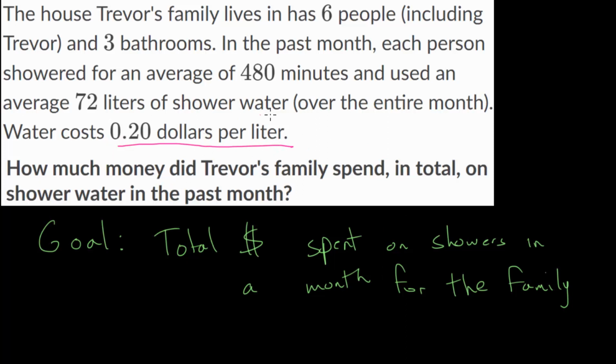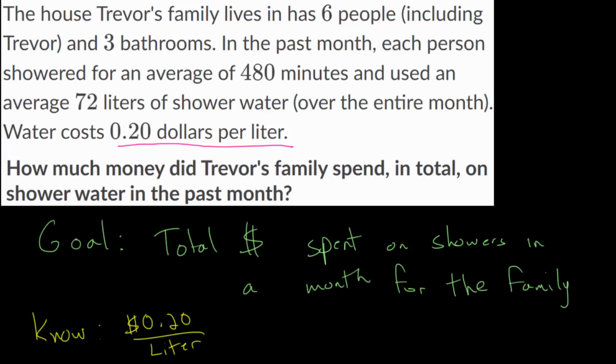But notice that the units on this are per liter. We have money per liter. So let's start writing down what we know here, that we spend 20 cents per liter. To find the total cost, somehow we'll have to know how many liters of shower water were used. And we're told that in the past month, each person showered for an average of 480 minutes. This doesn't seem to be relevant. We're not dealing with time. And used an average of 72 liters of shower water over the month.